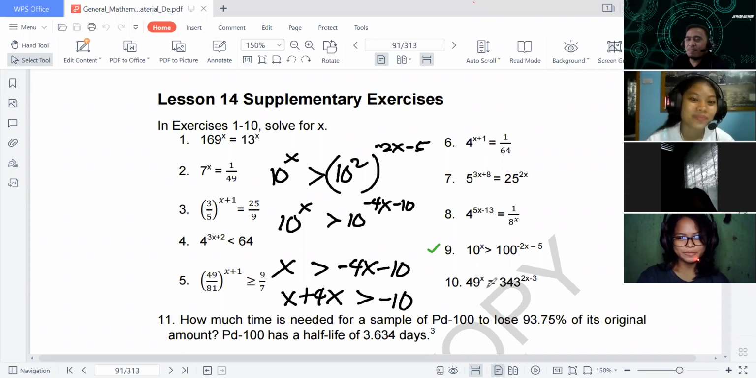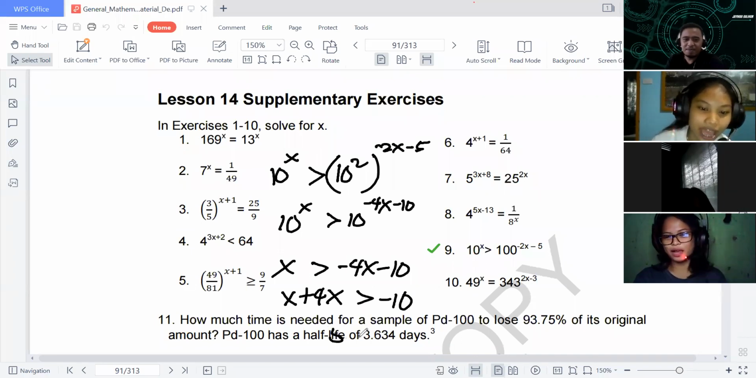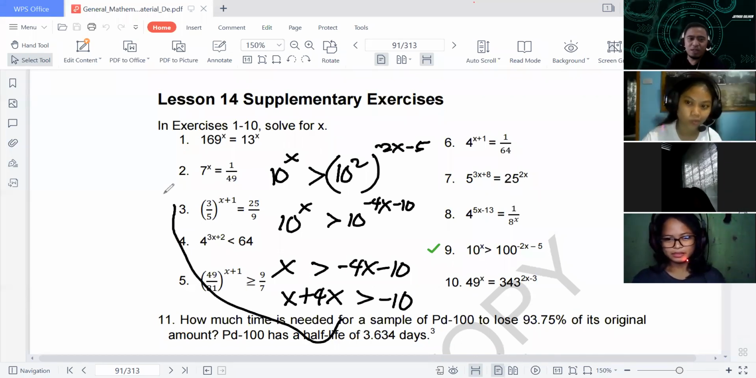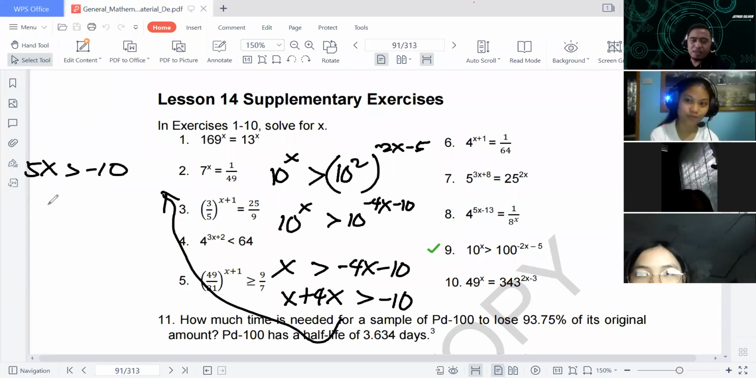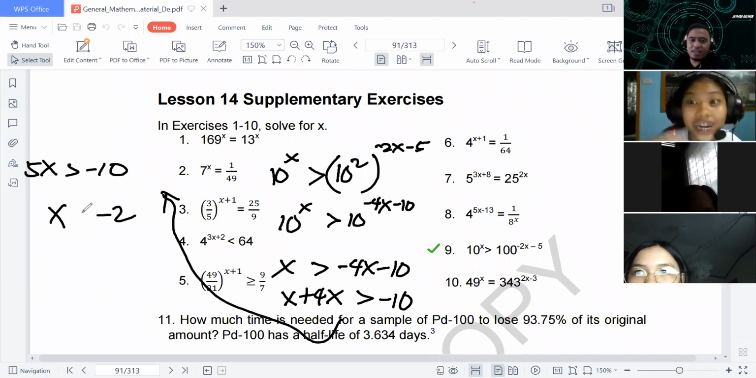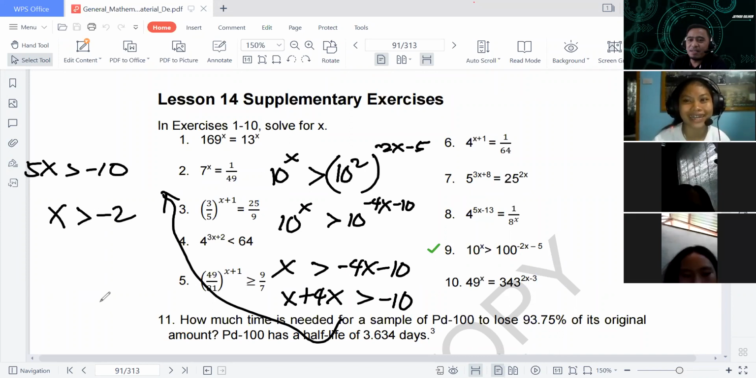The inequality does not change, because you did not multiply by a negative. Okay, next: 5x is greater than negative 10. Next, divide both sides by 5. So, say the answer: x is greater than negative 2. It does not change, because you did not divide or multiply by a negative.